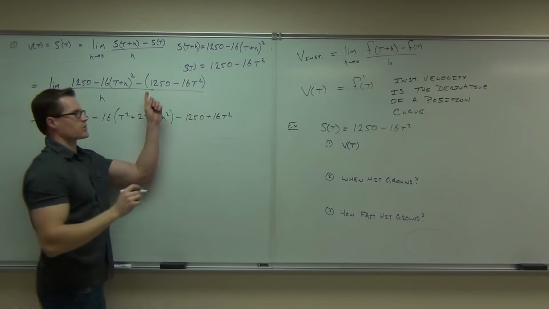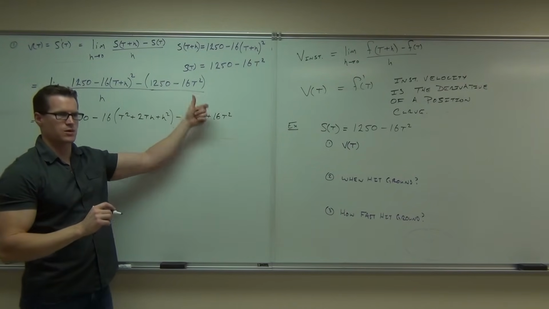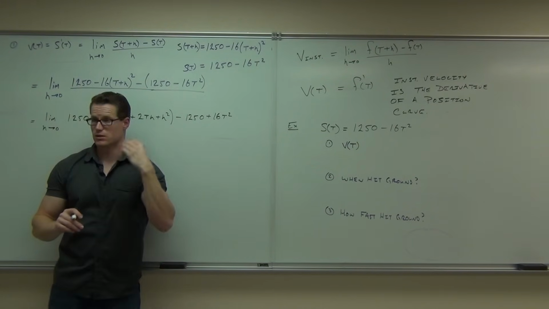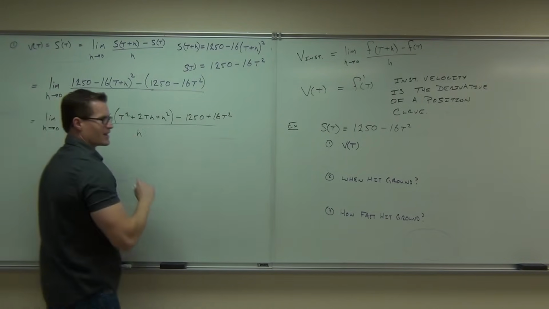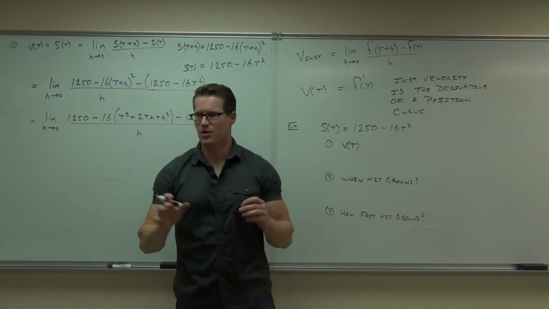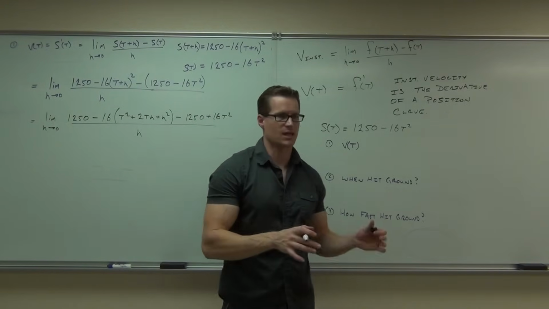Hopefully you saw why those parentheses were important, right? If you don't have them, your 16t squareds are not going to go away, and you need them to go away. So if ever you come up with something where you're like, man, I'm not able to factor out an h, you've probably made a mistake. Go back and fix your mistake. That's probably what happened.